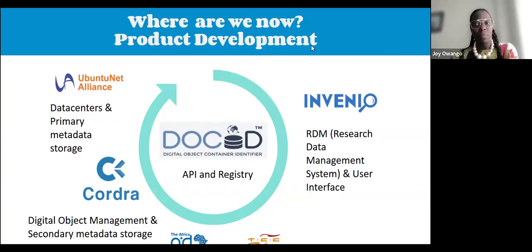We wanted to provide perpetuity. So for us to create perpetuity, we have the primary data center metadata storage at the Ubuntu Alliance, where it's also our data center, and our secondary metadata storage is at CODRA, which is owned by CNRI. So that provides absolute perpetuity. You're never going to lose your metadata at all.